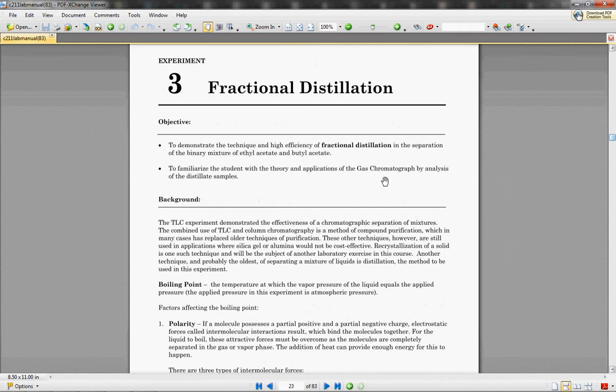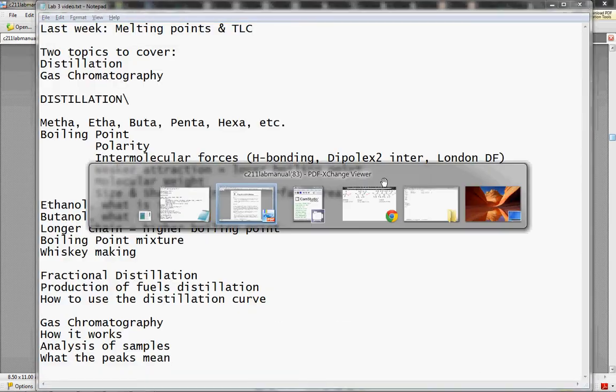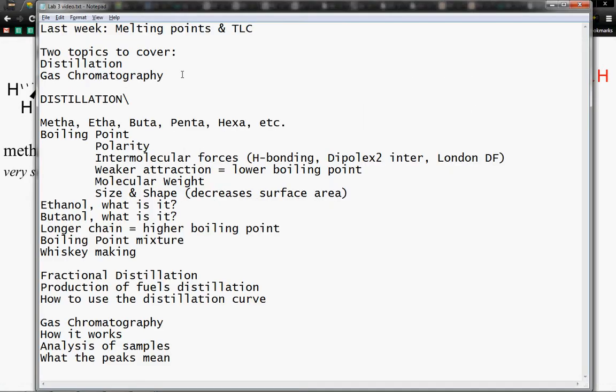Okay, so this week I'm super excited because we are doing a fractional distillation. Now, I don't know how much you guys know about distillations, but I will try to do my best to explain it because in one sense it's pretty basic, but in another sense it's actually very complex. So in lab this week we're going to do distillation and gas chromatography. So distillation, to put it simply, is just the separation of two or more substances by boiling point.